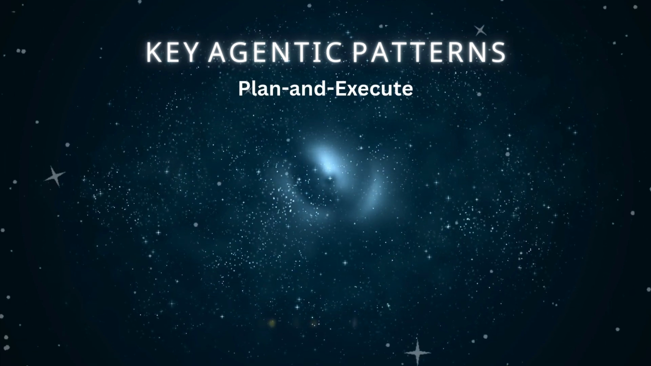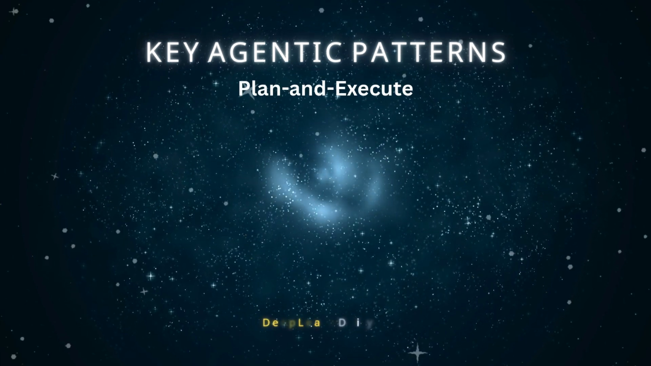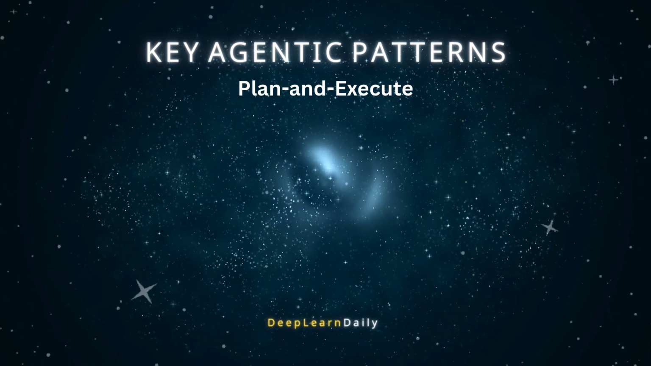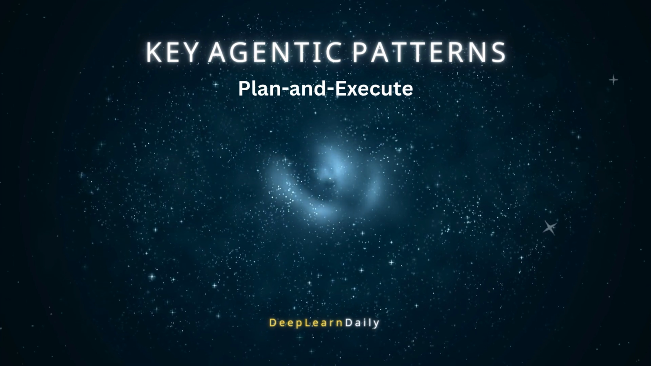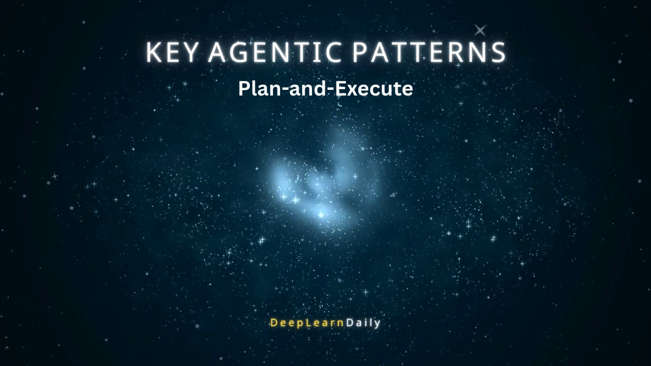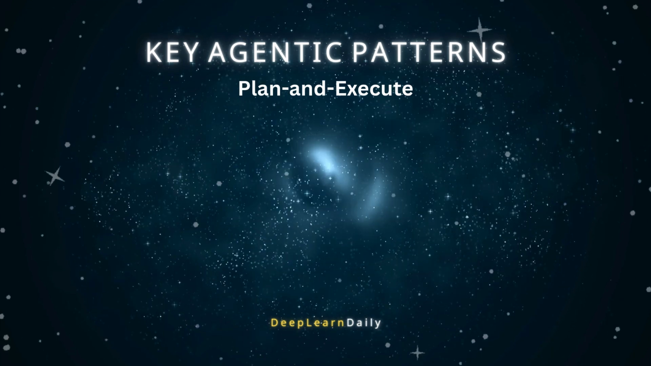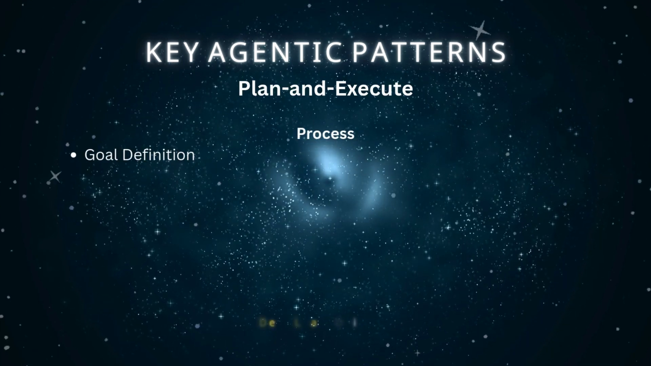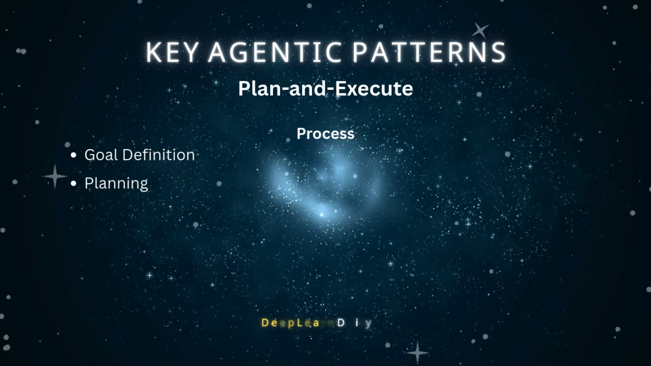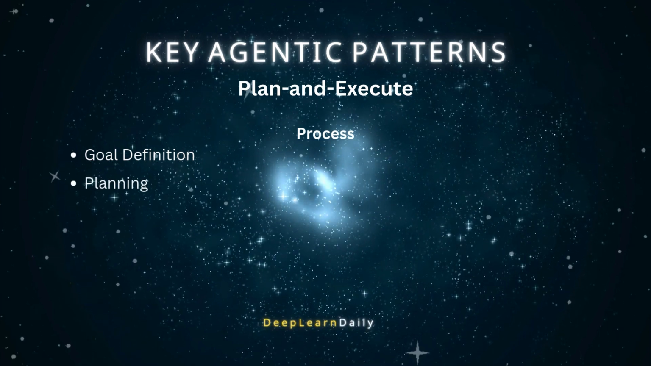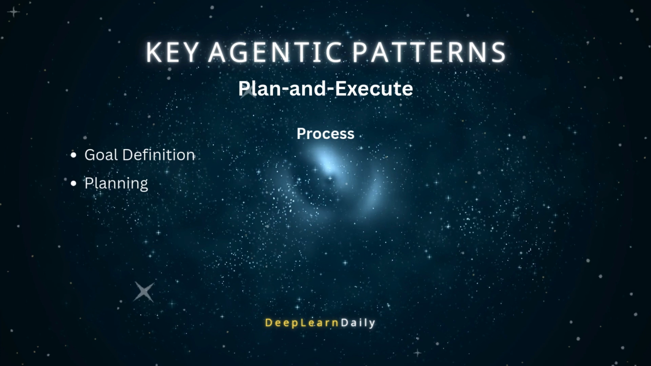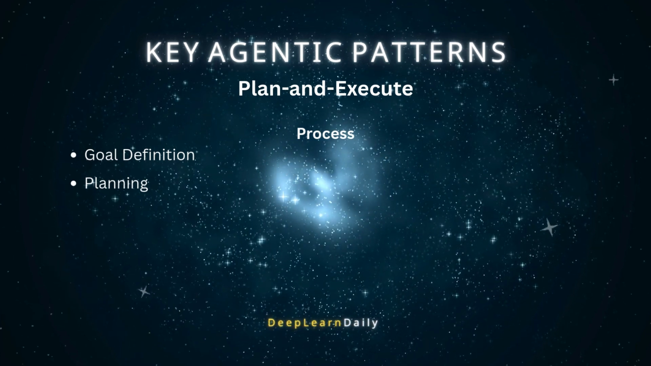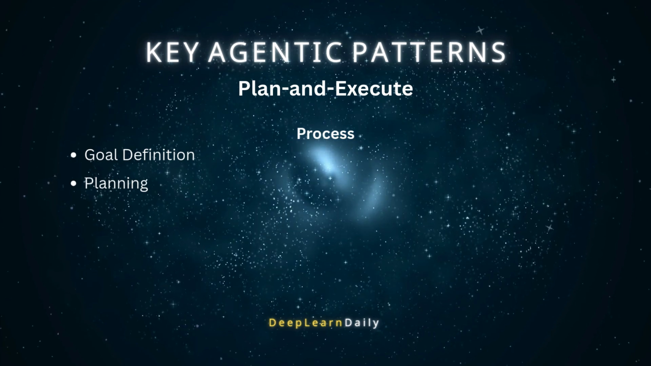The plan and execute pattern separates the process into two distinct phases: planning and execution. First, the agent generates a high-level plan outlining the sequence of steps required to achieve the goal. Then, it executes this plan step by step. Goal definition. The agent receives a high-level goal or task. Planning. The LLM generates a detailed plan outlining the sequence of actions or subtasks needed to reach the goal. This plan might involve multiple steps and the use of various tools.